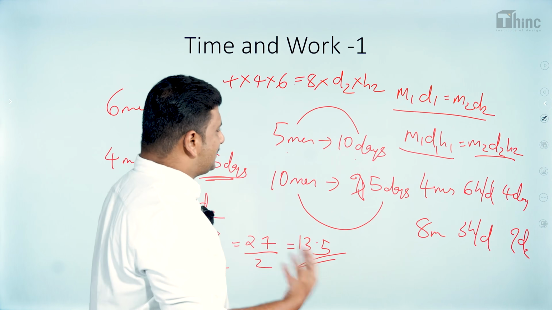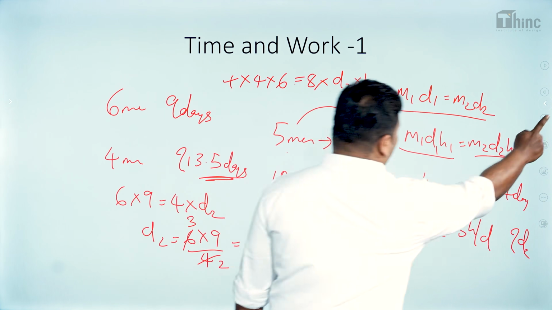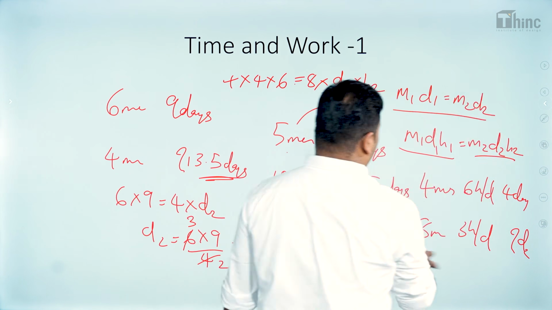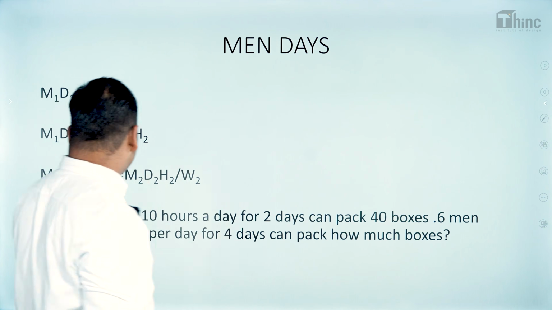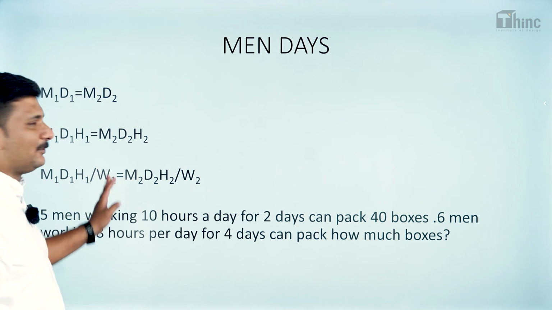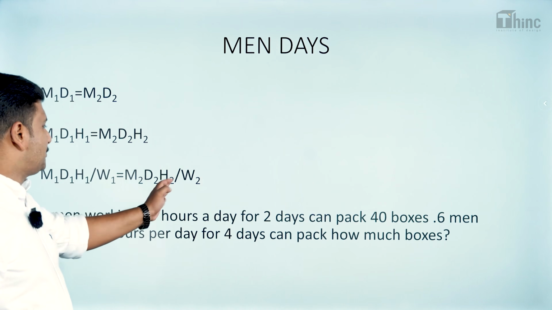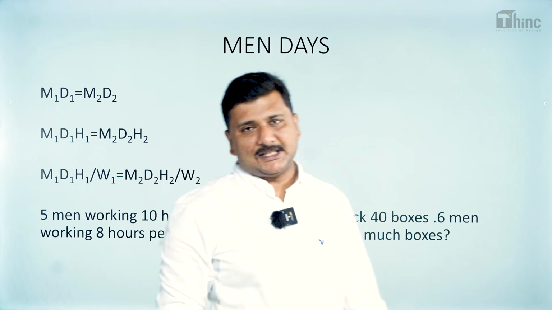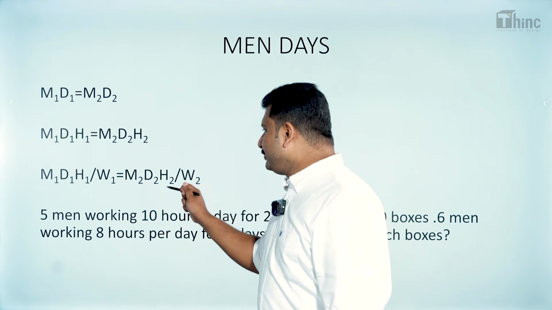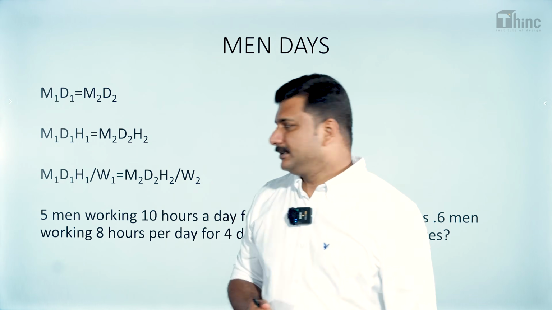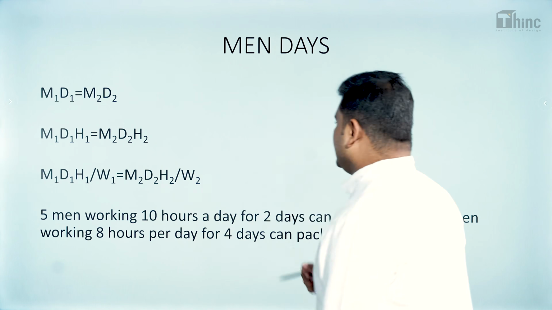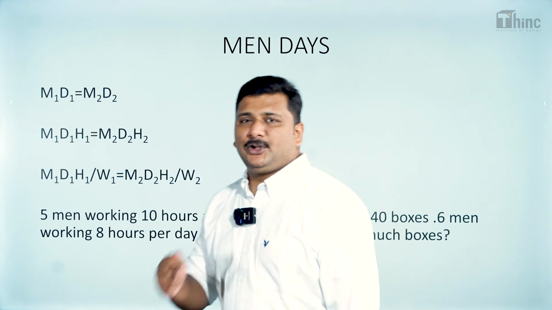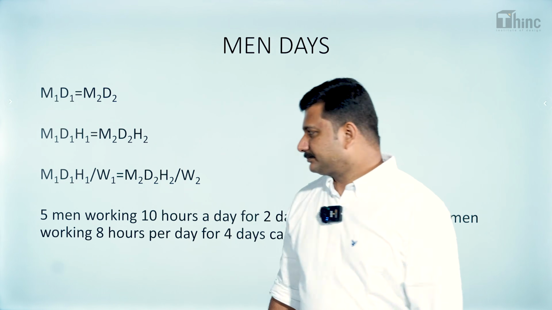Now again there is an extension for the same formula. I'll just show you that. That formula is M1 D1 H1 by W1 equals M2 D2 H2 by W2. So what does W1 mean? W means nothing but the work they do.